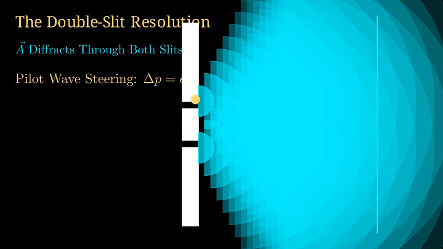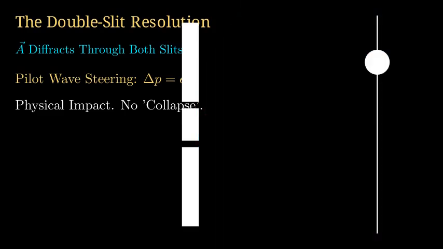As the localized core exits its single slit, the diffracted vector potential mechanically steers it, sweeping the particle exclusively into the constructive fringes. When it hits the screen, there is no magical wave function collapse. It is a literal physical impact, and the extended fields dissipate into the detector as heat. The paradox is dead.